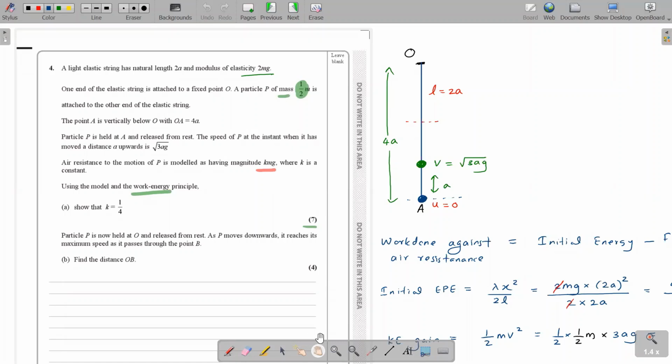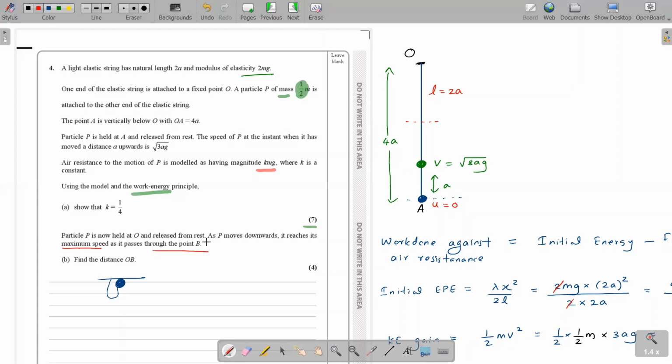Okay, so now moving on to part B. They say particle P is now held at O and released from rest. As P moves downward, it reaches its maximum speed as it passes through the point B. Find the distance OB. So what are they doing? They are taking the particle to the top, the point O, and releasing it from rest. They say as P moves downwards, it reaches its maximum speed as it passes through the point B. We don't know where point B is, and your task is to find the distance OB.